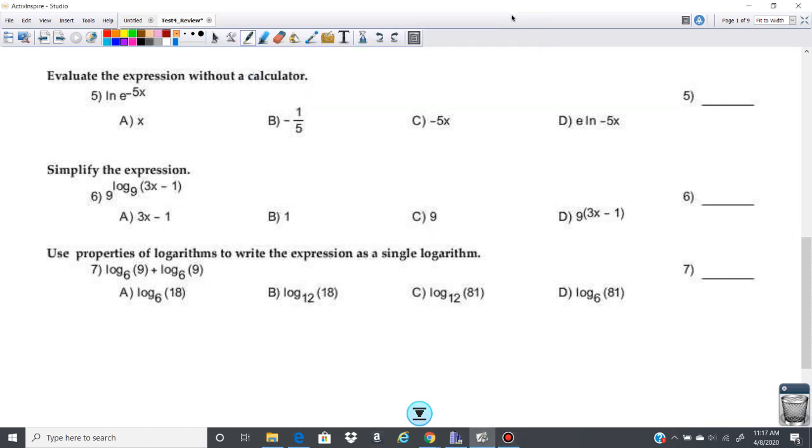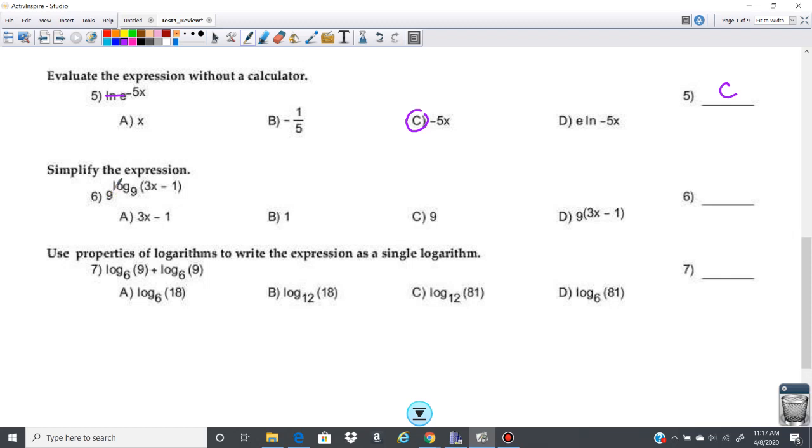Right, next couple of problems. Number five here, you're evaluating without a calculator. So we want to remember just our rules of logarithms here. So you have ln e to the negative 5x. Well, ln and e are going to cancel each other out. So here you would just cross those out, and that gives you that negative 5x. So that's just c here.